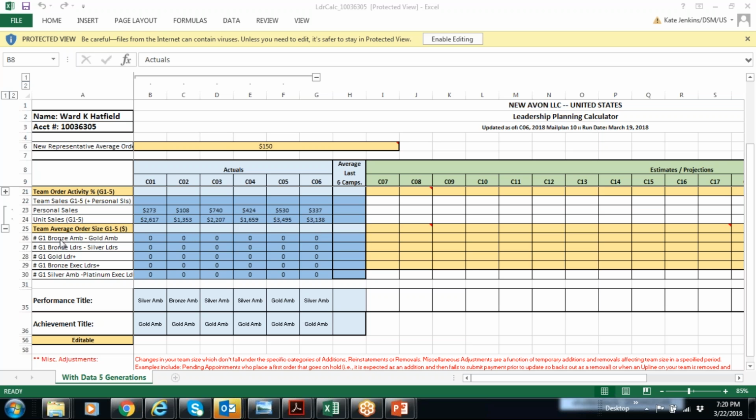This here is letting you know if you have a Bronze Ambassador or through a Gold Ambassador in your downline, okay? Same with Bronze leaders or Silver leaders in your downline. So for many of you right now, that will stay a 0. This is also down here. It's telling you your performance title. So you're a Silver Ambassador here, Bronze, Silver, Silver, Gold, Silver. Oh, you did hit Gold in C5. Congratulations.